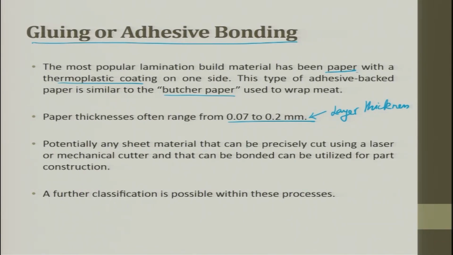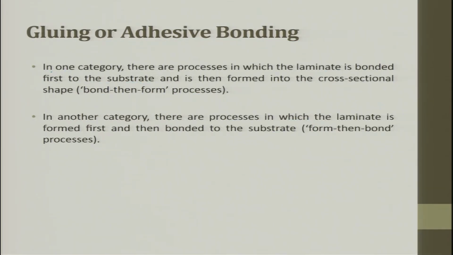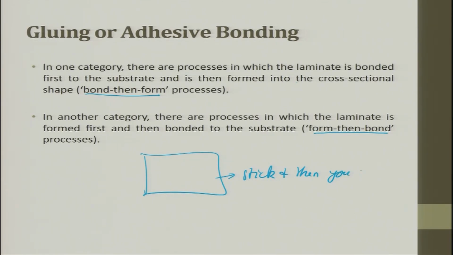Potentially any sheet material that can be precisely cut using a laser or a mechanical cutter, and that can be bonded, can be utilized for the part construction. A further classification is possible within these processes. In one category, there are processes in which the laminate is bonded first to the substrate and is then formed into cross section shapes. So, bond then form. The other category is form and then bond. So, bond means first you stick, and then you give a shape, then you provide layer thickness, layer information.